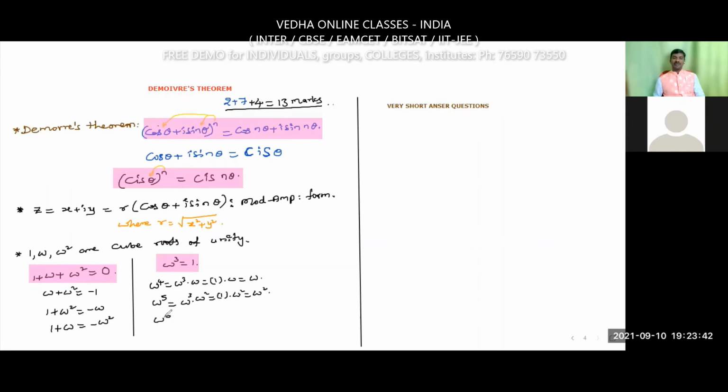If it is omega power 6, then it is omega cube whole square. Omega cube is 1, 1 square is 1. Like this it will go. All the multiples of omega power 3 are equal to 1 only. Omega power 3 is equal to omega power 6, equal to omega power 9, equal to omega power 12, and so on. All these are equal to 1 only. Understood?